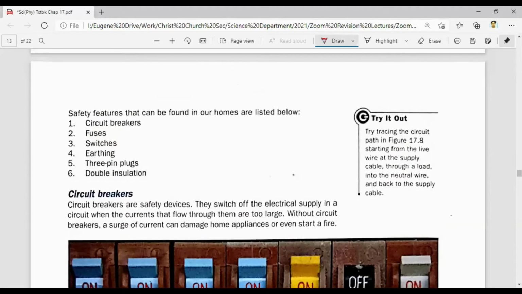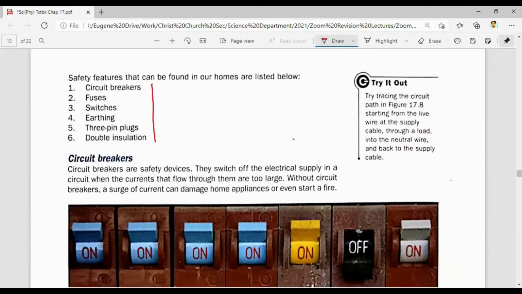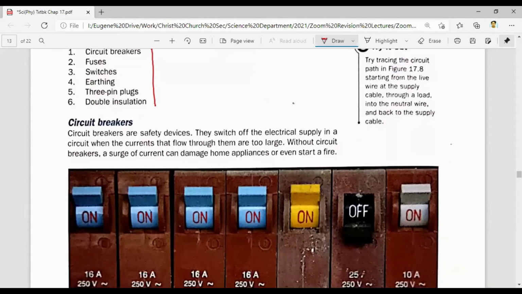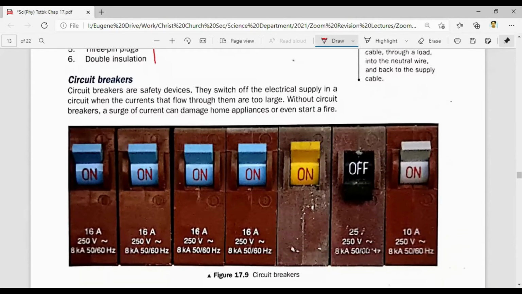Okay, so back to these safety features. I have 1 to 6 that I'll be going through. 1 to 6 are tested in your syllabus, so you need to know all of them. First thing first, circuit breakers. How do circuit breakers work? It's the one that you have at home. Key idea here, the circuit breakers switch off the electrical supply in a circuit when the current flowing through them is too much.